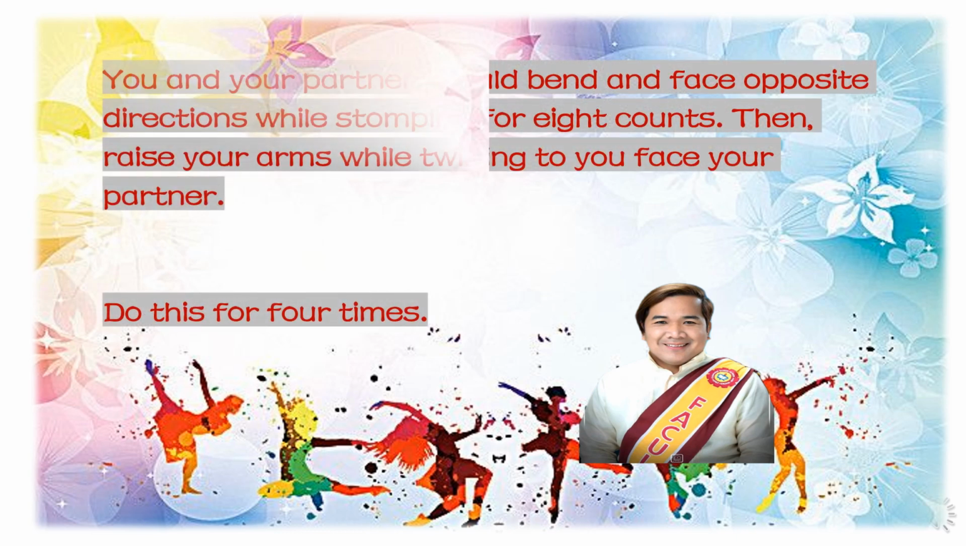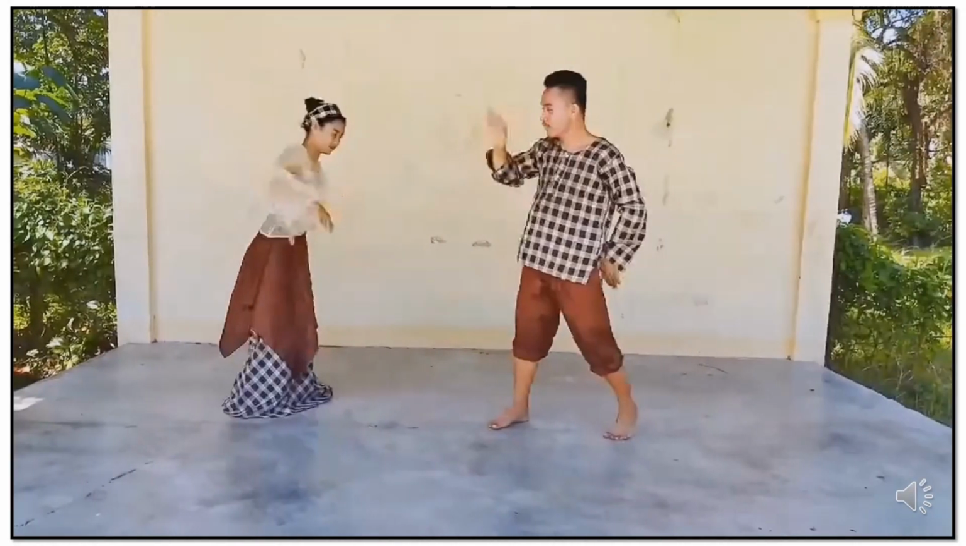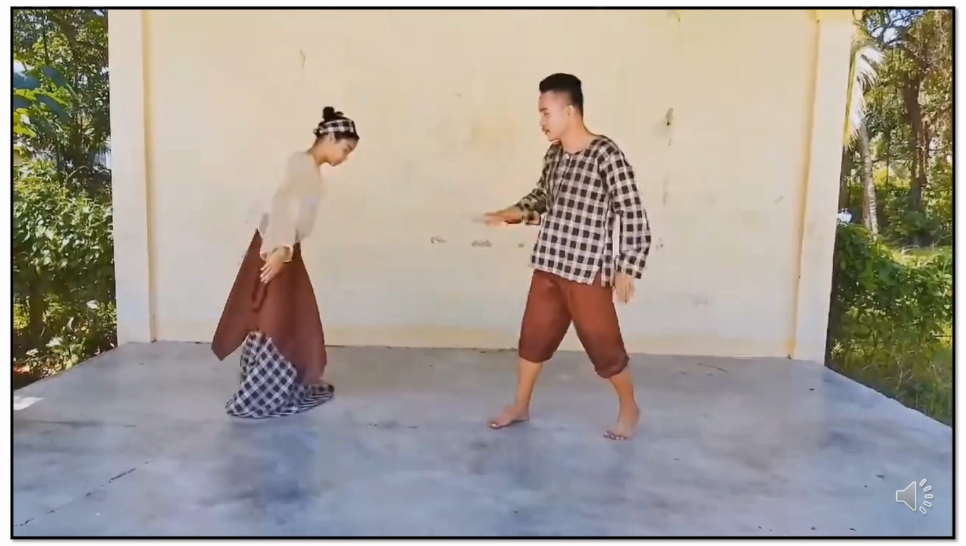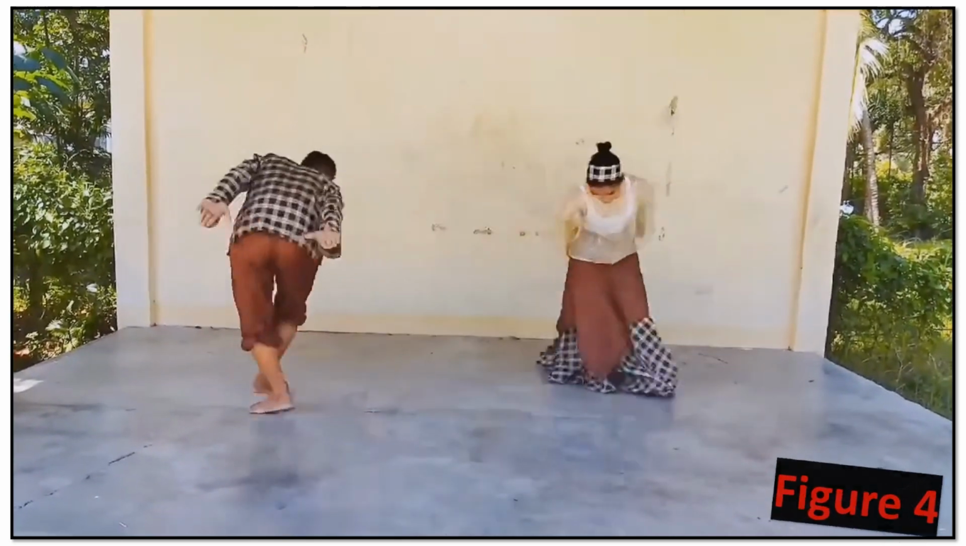For figure 4, you and your partner should bend and face opposite directions while stamping for 8 counts. Then, raise your arms while twirling to face your partner. Do this 4 times. This is how you execute it. Figure number 4.